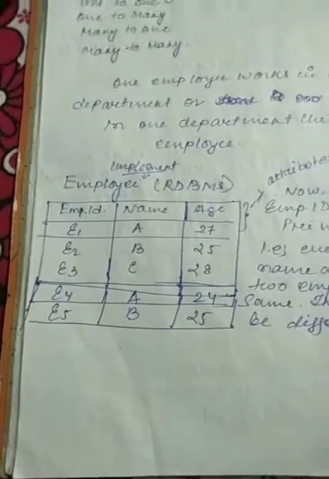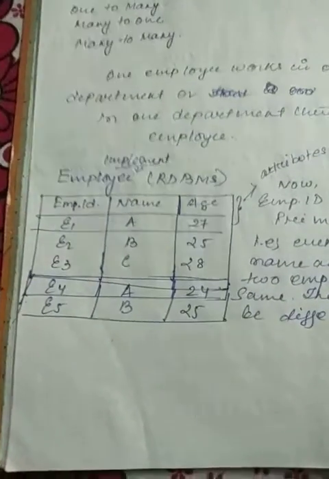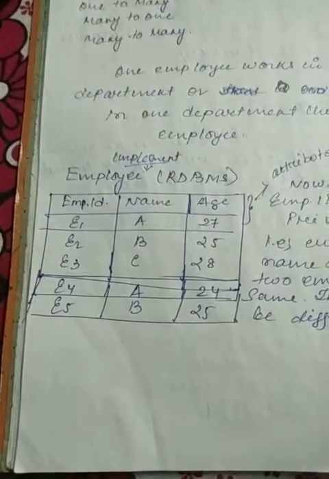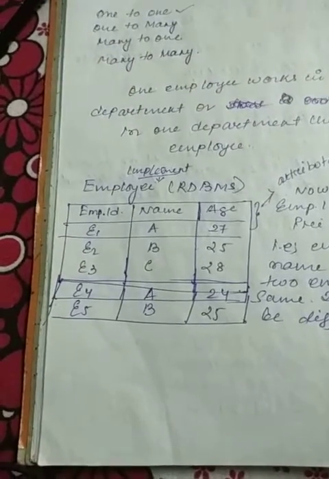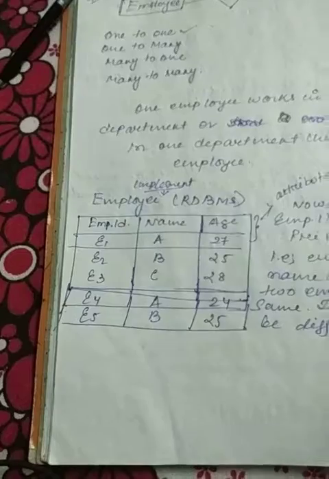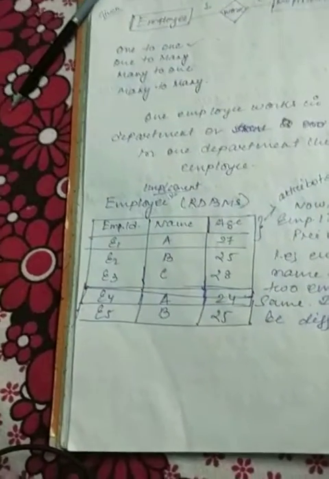So, when the entity employee is converted into a table, we could get such information, okay. This is table number 1. Please try to remember it and please try to understand it properly, okay.